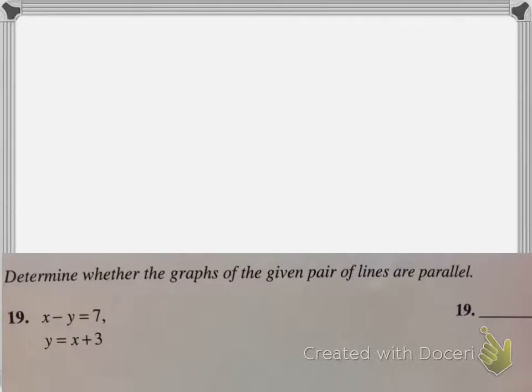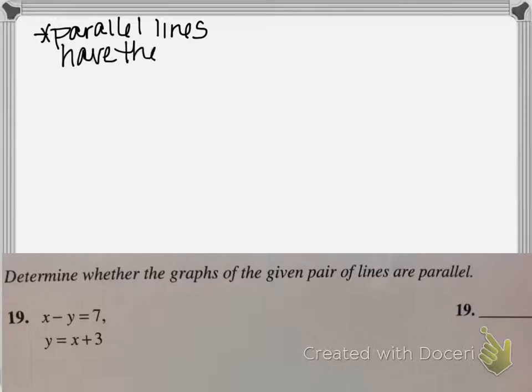Parallel lines have the same slope, so that's the most important thing to remember: parallel lines have the same slope. So if you look at two equations and you can identify the slope and the slopes are the same, you don't have to graph them. You already know that the lines are going to be parallel because they have the same exact slope.